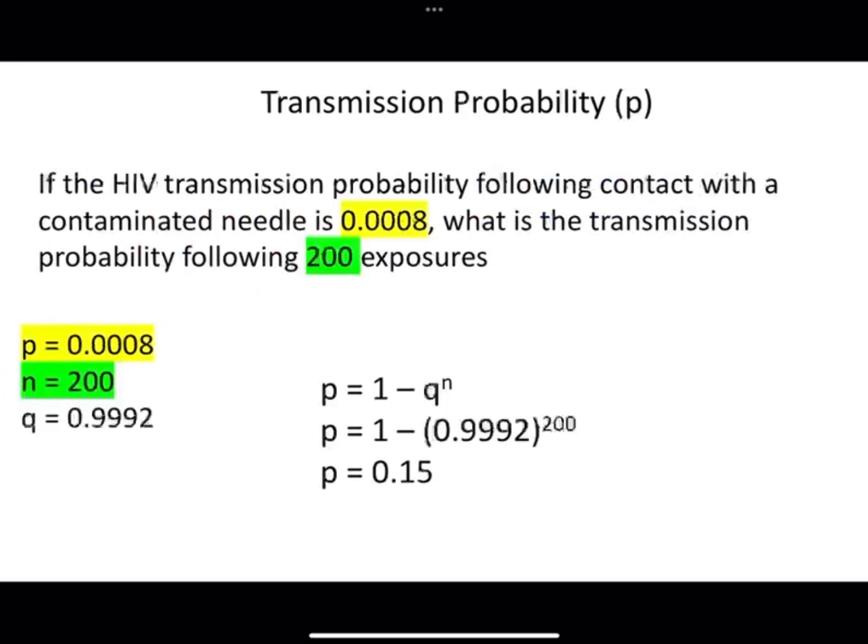So what this is driving home is, for one contact with a contaminated needle, that's like a 0.08% transmission rate, but with 200 contacts, which is a surprisingly reasonable number through the course of someone's addiction to opioids, it goes up to 15%. So that adds up pretty quickly.